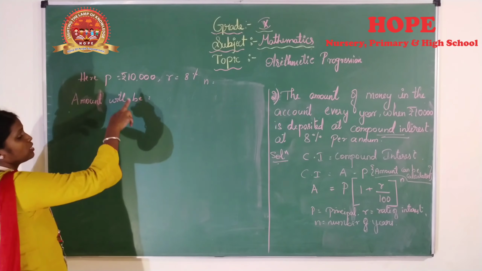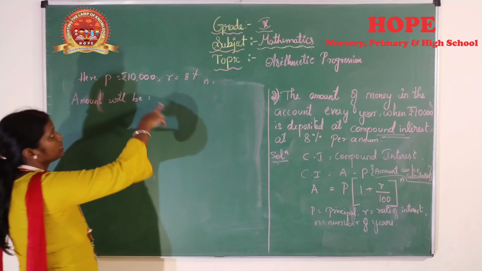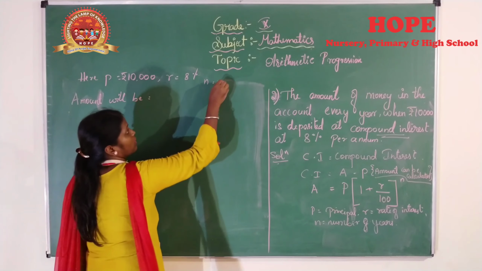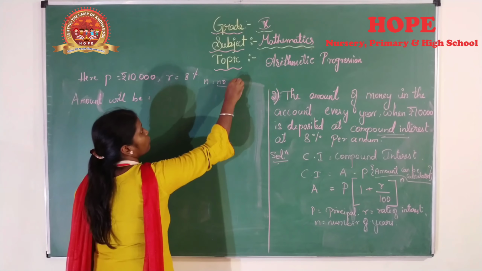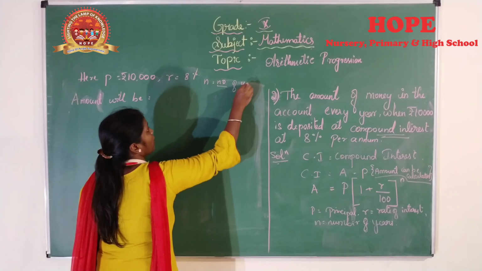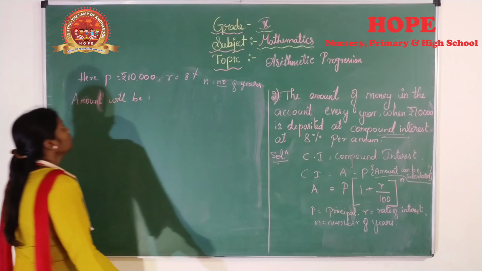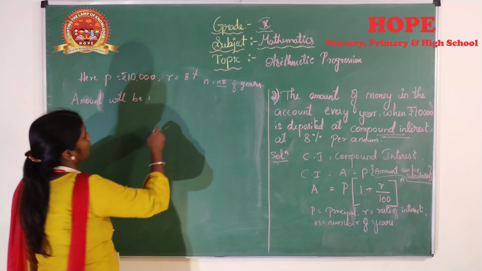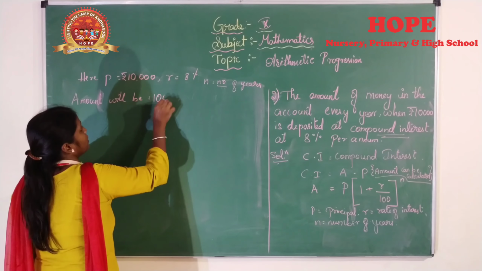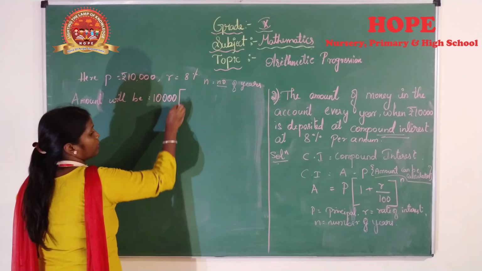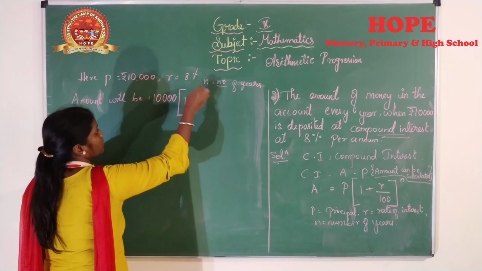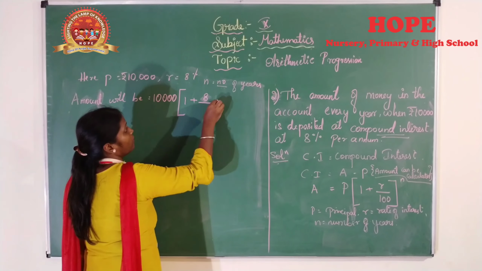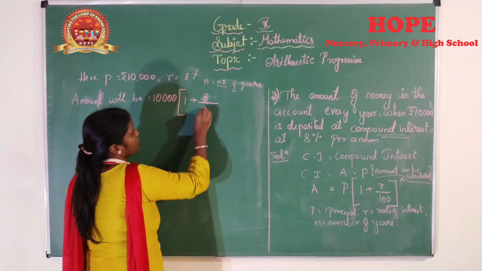So here P is given in the question: it's 10,000, R is 8%, and N is the number of years, like 1, 2, 3, 4, 5. In the same way, when you substitute all these values in the given formula, in the place of P it's 10,000, and 1 plus, in the place of R, the rate of interest, 8 divided by 100.